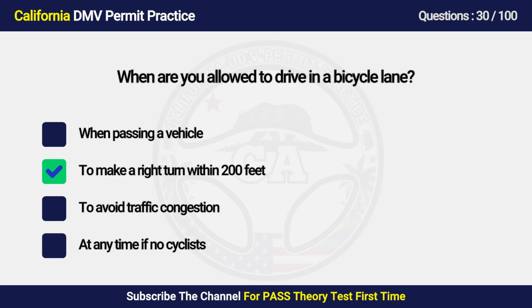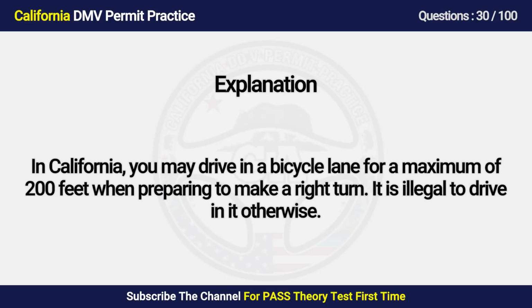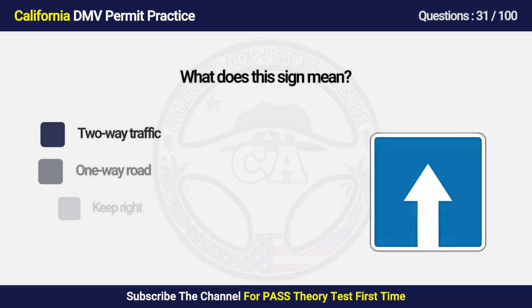Answer is B. To make a right turn within 200 feet. In California, you may drive in a bicycle lane for a maximum of 200 feet when preparing to make a right turn. It is illegal to drive in it otherwise. Question 31. What does this sign mean?